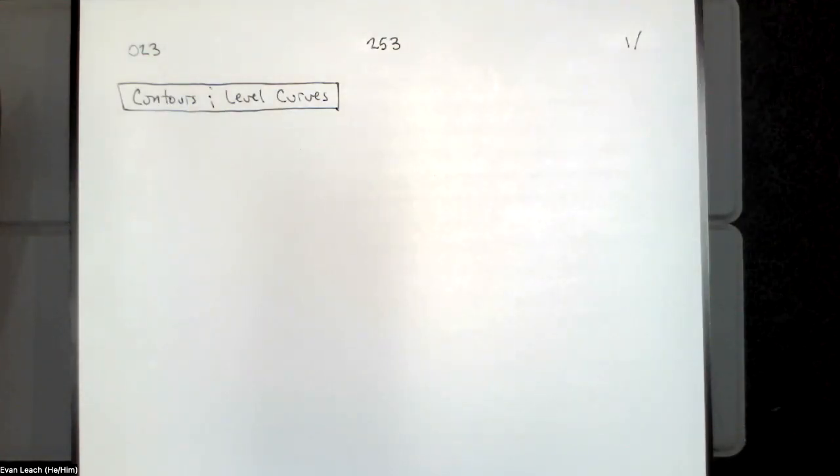So today we want to continue looking at contours and level curves. And the strategy is just a modification of an old strategy that we've used before. We're going to assign constants to one of the variables a bunch of times.